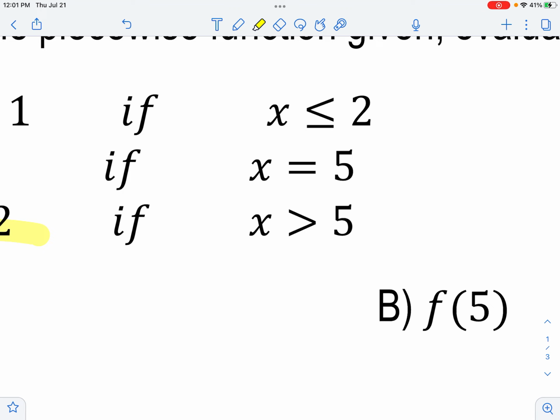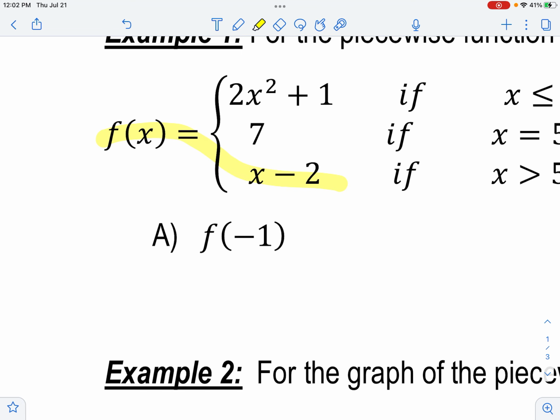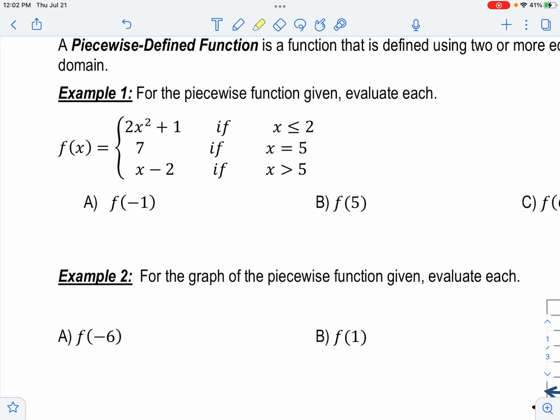So 5.1, 5.00007, 17, 45, 80 billion. I would use this third equation. I'd plug in that x value there. Okay? All right, so also remember this is called a piecewise function.